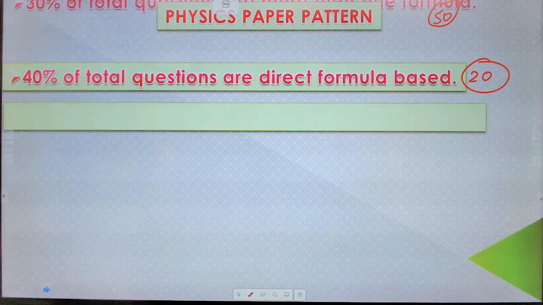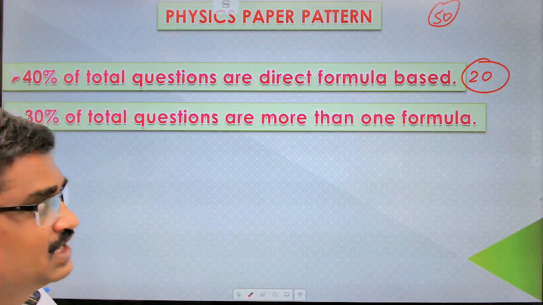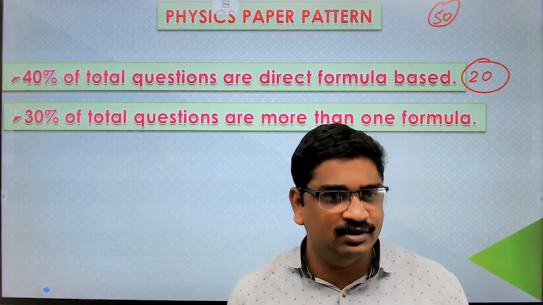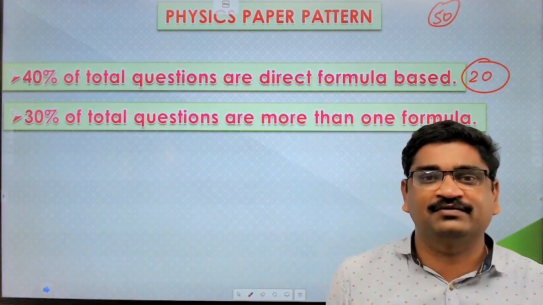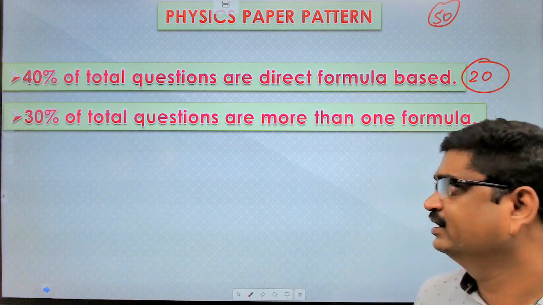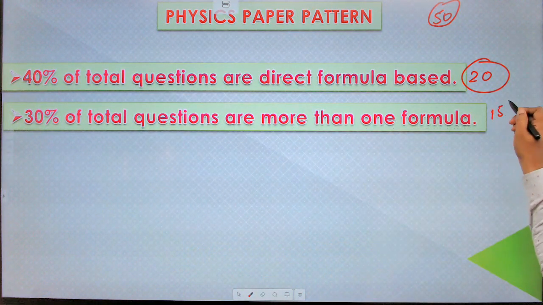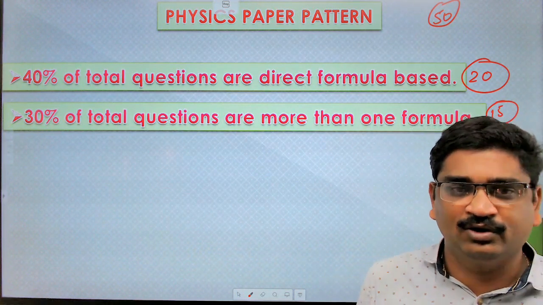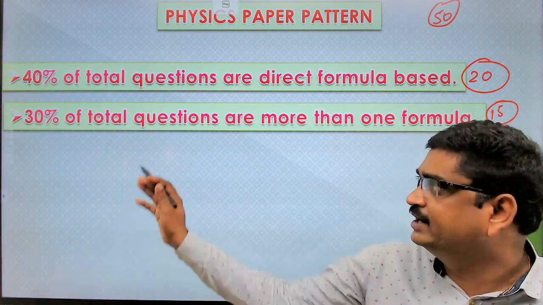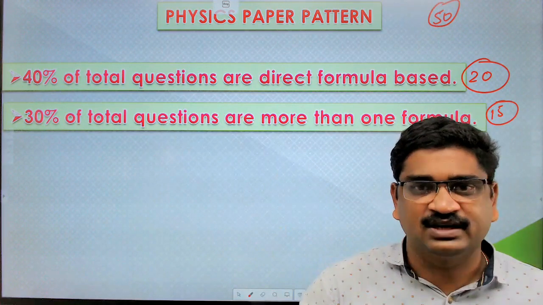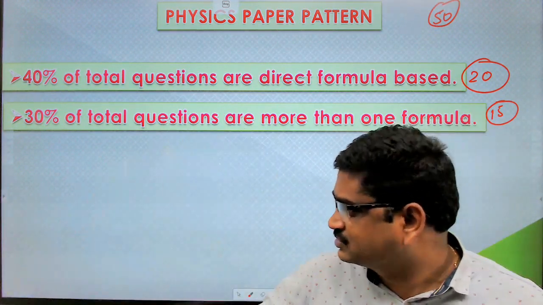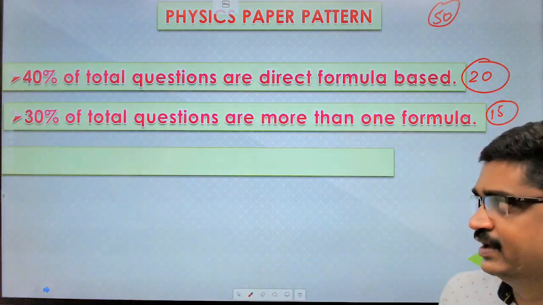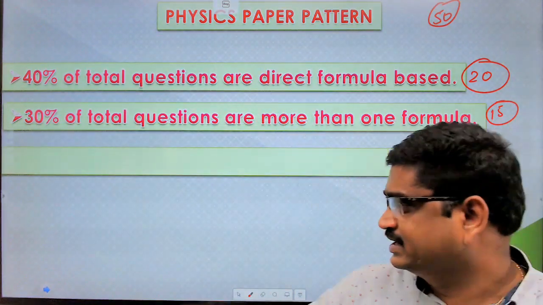Next, around 30% of questions are more than one formula, that is, multi-concept based. 30% means around 15 questions. So these are not difficult. If you know the formulas, you can apply them and answer these too. But it may take some time. It may consume some extra time compared to the previous questions.